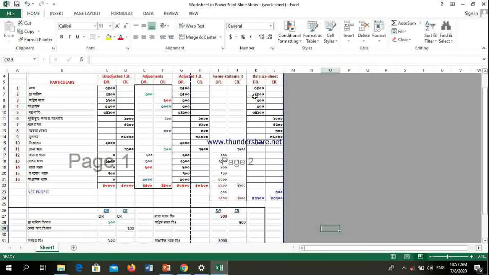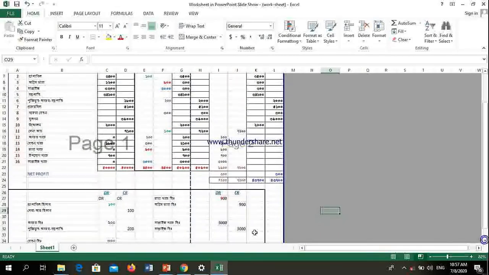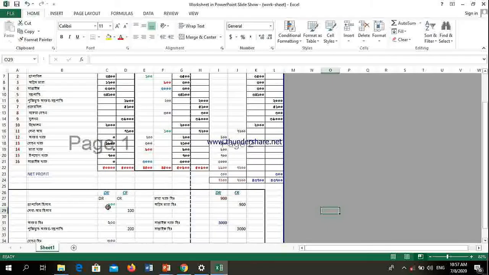Okay, so now look, if you sum up the whole figure of the debit side, and if you sum up the whole figure of the credit side, it will be the equal figure. Every debit will be equal to its credit. So this is the configuration. It is very easy for you to understand very clearly. You have to realize the adjustment, because adjustment is the main factor.